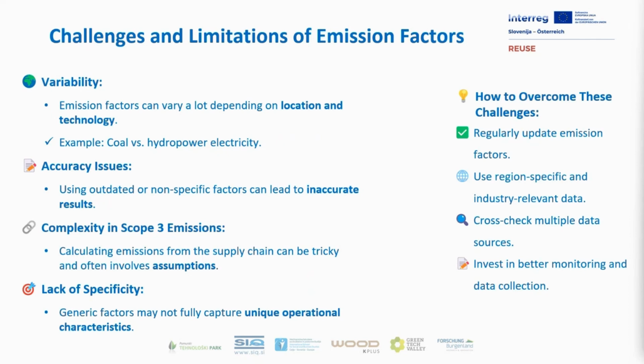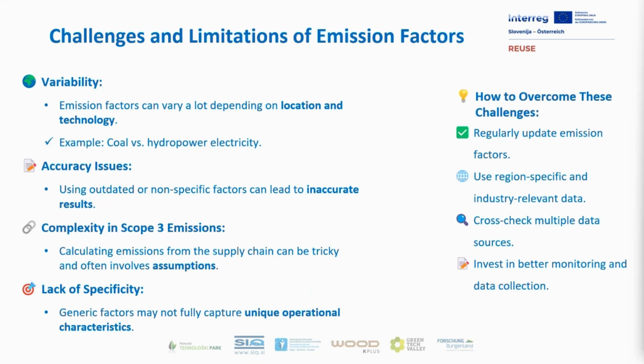So how can we deal with these challenges and still aim for accuracy? Here are a few best practices that can really help. First, always try to use the most recent emission factors available. As data improves and the energy system changes, these numbers are regularly updated. Second, choose emission factors that are region-specific and, if possible, industry-specific. This greatly improves accuracy. Third, where you can, try to cross-check the data from multiple sources. This can help validate your assumptions and catch any inconsistencies.